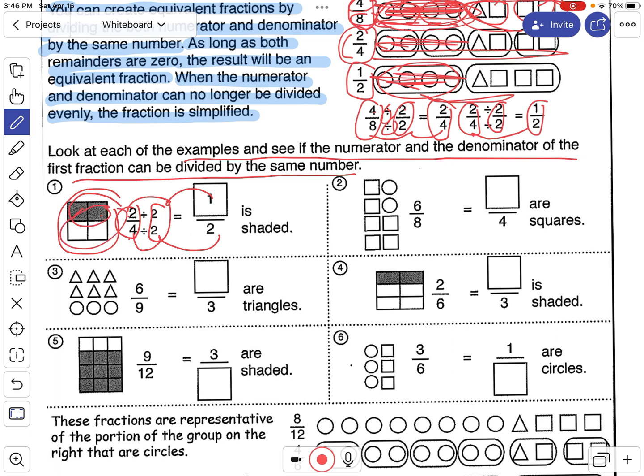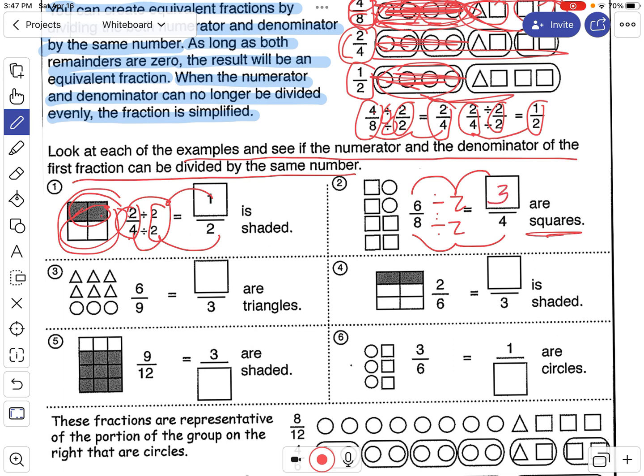Here's another example. We have 6/8 being squares here on number 2. 6 out of 8 are squares. What can I divide both the 6 and the 8 by? I can divide 6 by 2 and I can divide 8 by 2. Write that on your paper. That's how you show your work, is by writing divided by 2, divided by 2. 8 divided by 2 is 4. 6 divided by 2 is 3.